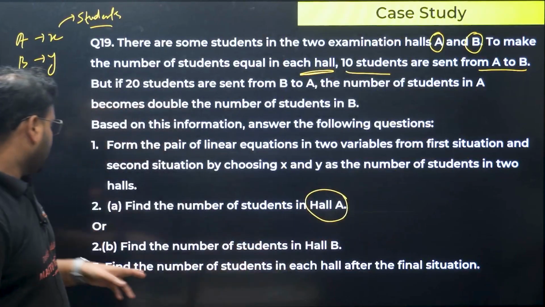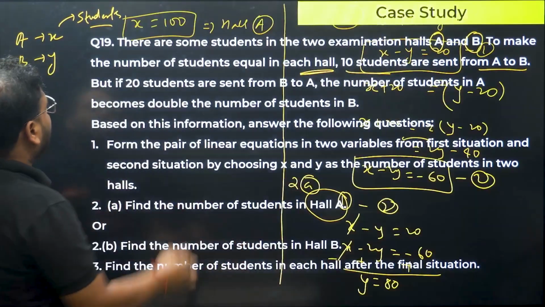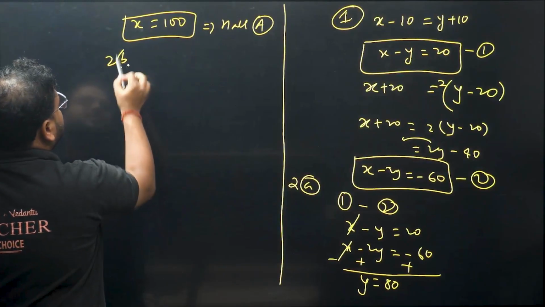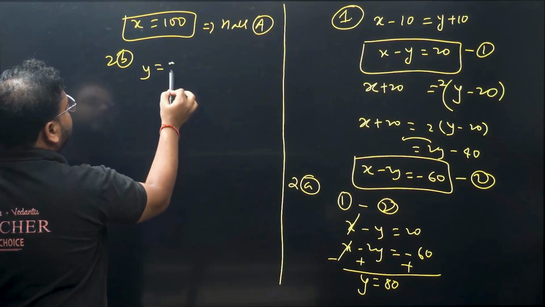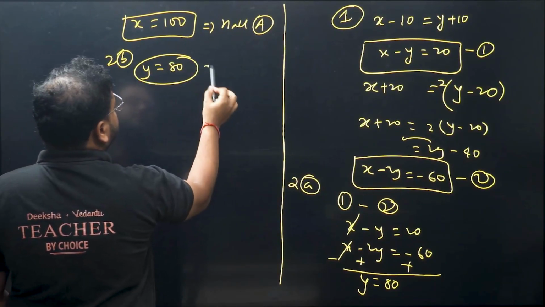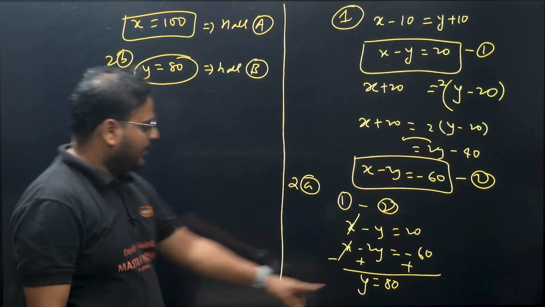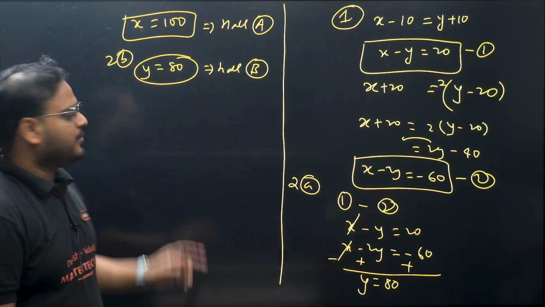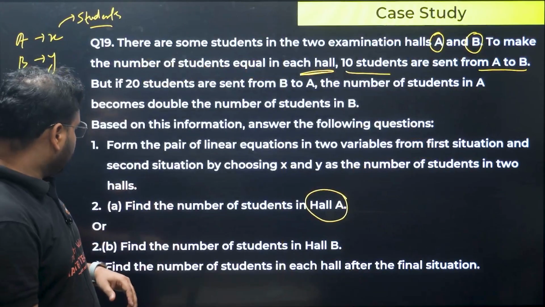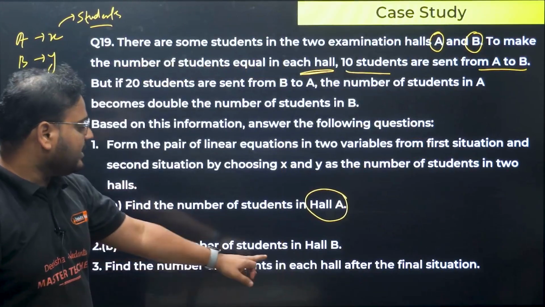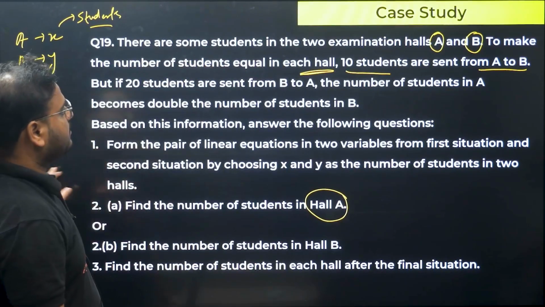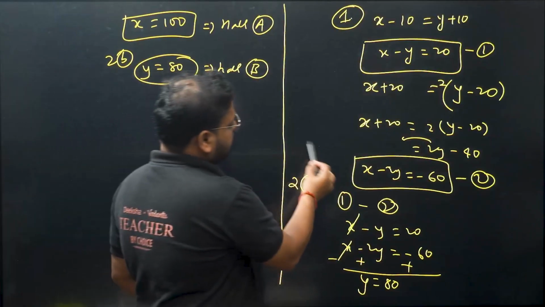This is 2A. 2B: find the number of students in hall B. We got that already. Y equal to 80. That is the number of students in hall B. Y is 80. Answer is 80, in hall B. 3: find the number of students in each hall after the final situation. Final is this, right? This is my final situation.